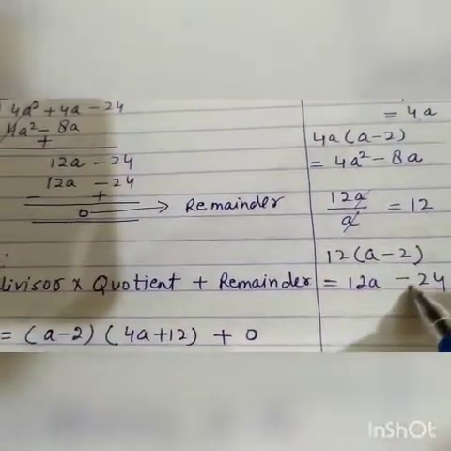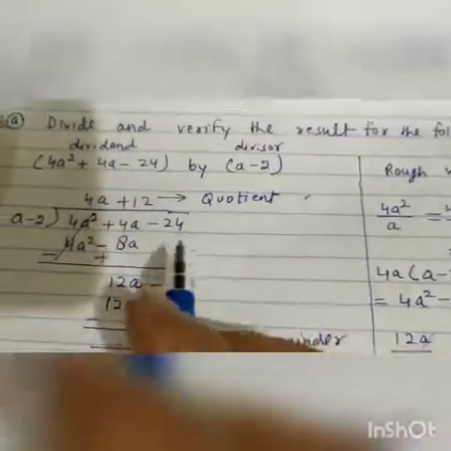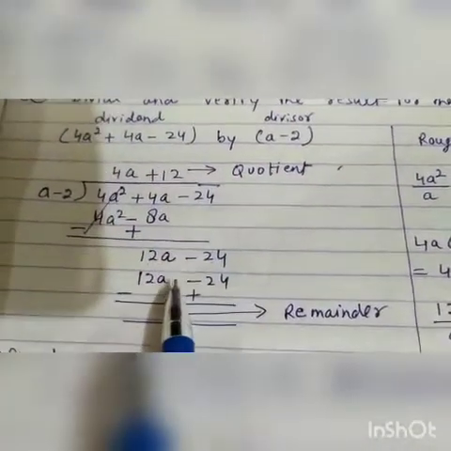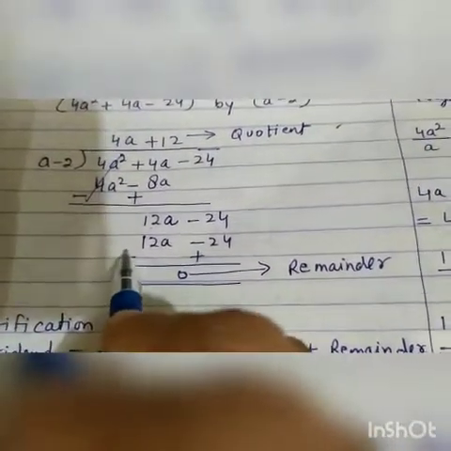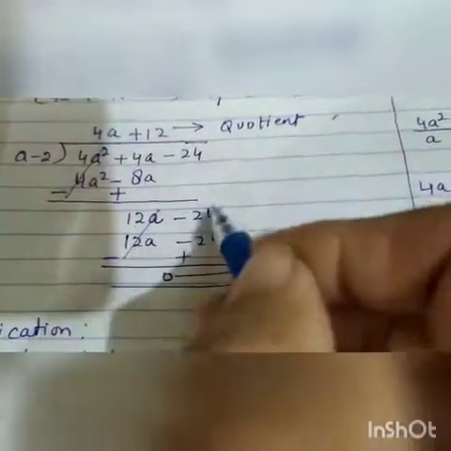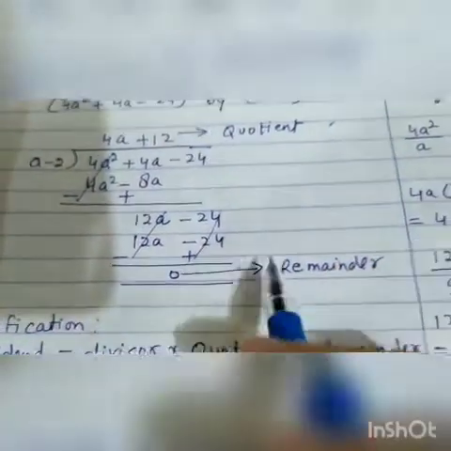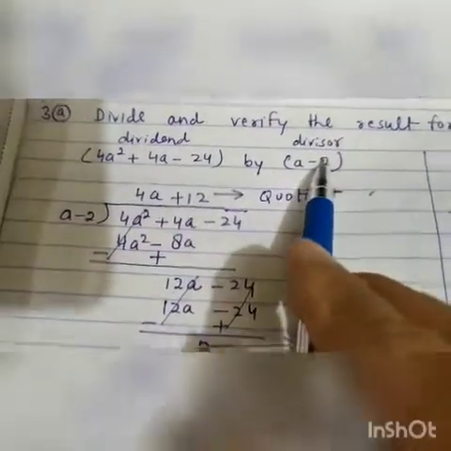It will be 12a minus 24. This 12 we will write here plus 12 and write the product here, 12a minus 24. Change the sign. This is plus, it will be minus; minus will change to plus. Both are cancelled, remainder is 0. Now this is remainder, this is quotient, this is dividend and this is divisor.